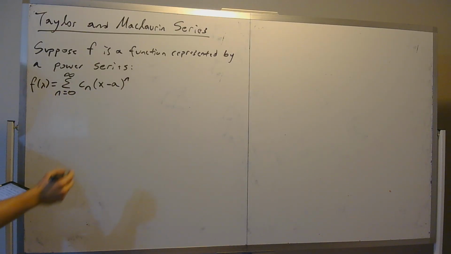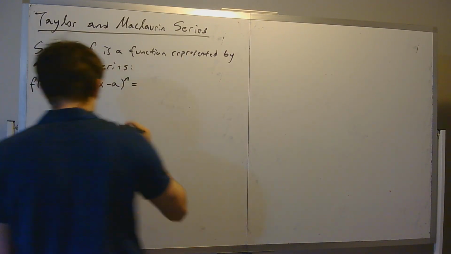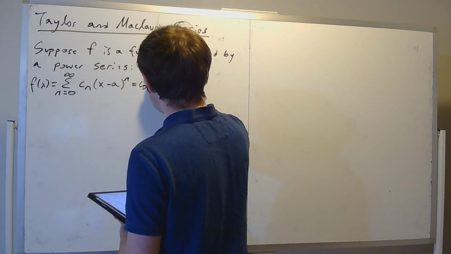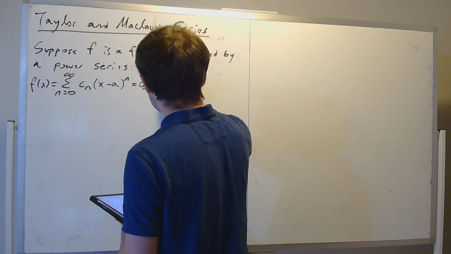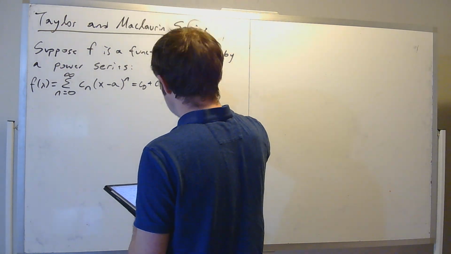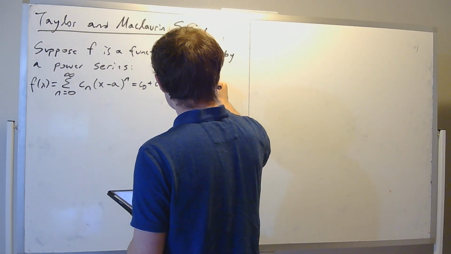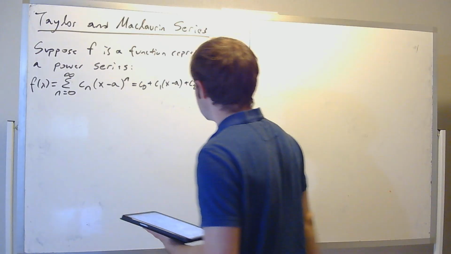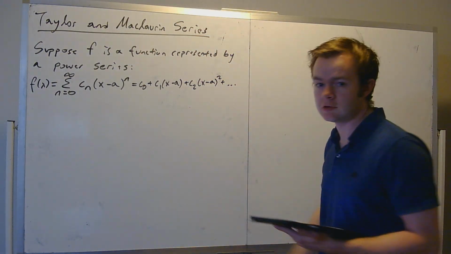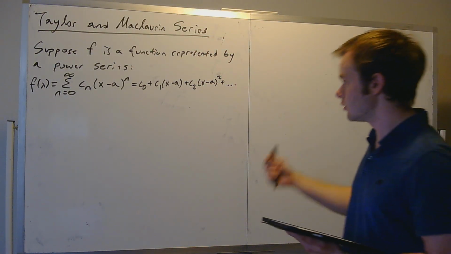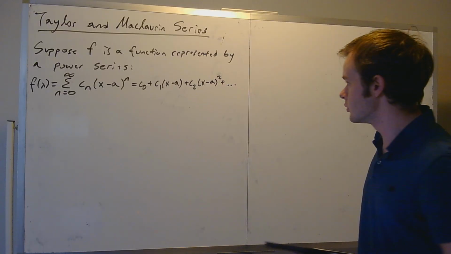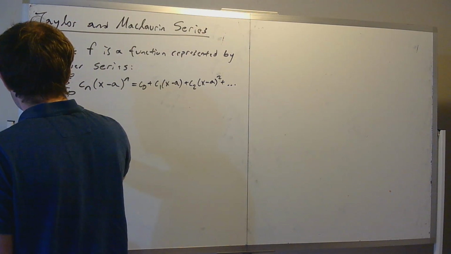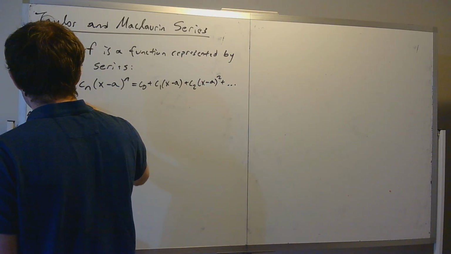And if you were to write this out, you get C0 plus C1 times x minus a plus C2 times x minus a squared plus, and so on, right? Because the next term would be C3 times x minus a cubed, then C4 times x minus a to the fourth, and so on. And let's say we wanted to take f prime of x.